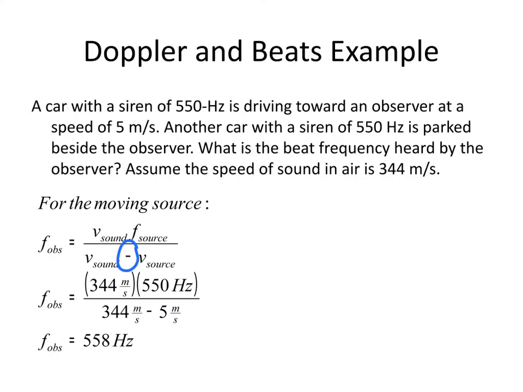You'll remember that the observed frequency depends on whether the object is moving towards the observer or if the source is moving away. And so we've got the beat frequency is the difference between those frequencies, and we can take the absolute value again just in case we'll get a negative, although in this case we wouldn't. So we get 558 Hertz minus 550 Hertz, or 8 Hertz.